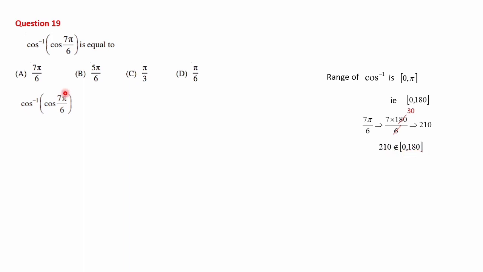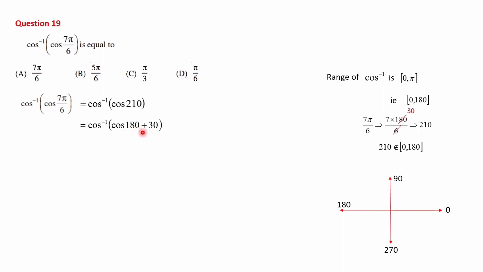So we are going to change this into our required format. So this 7 pi by 6 we will replace and write as 210. That is cos inverse of cos 210. And this 210 we can write as 180 plus 30. 180 plus 30 is 210. So cos inverse of cos of 180 plus 30. And cos of 180 plus theta is minus cos theta. So we have to check the sign convention, that is 180 plus 30, that is 210.